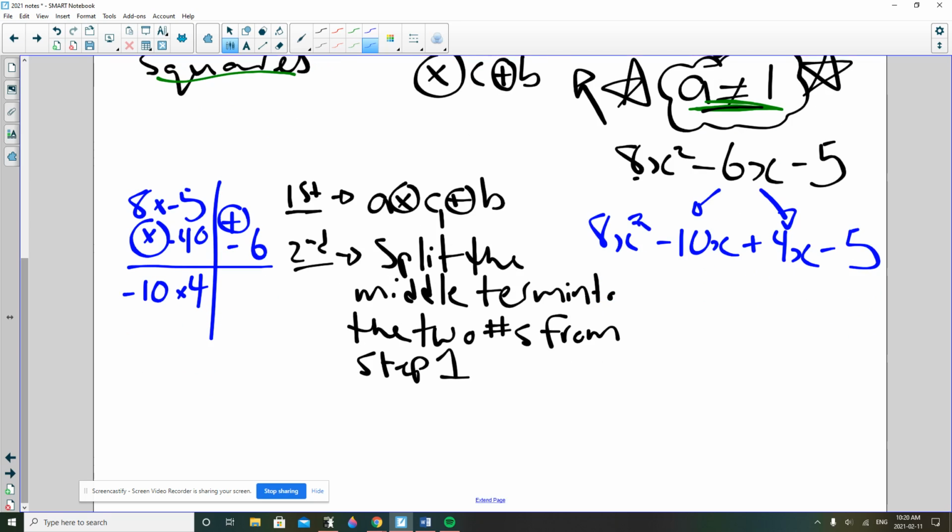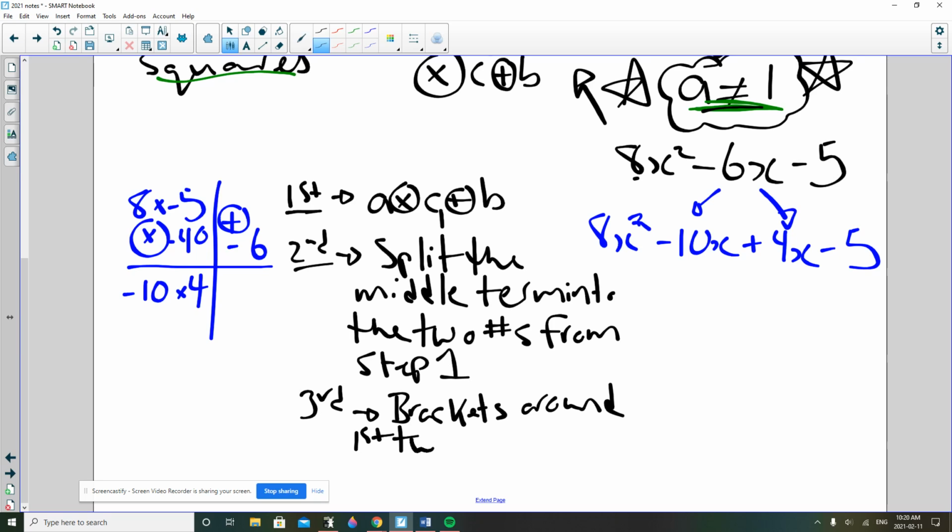Next thing I do, and hopefully you remember this, is put brackets around the first 2 terms and the last 2 terms, and I'll factor out a GCF. So brackets around the first 2 terms and last 2 terms.